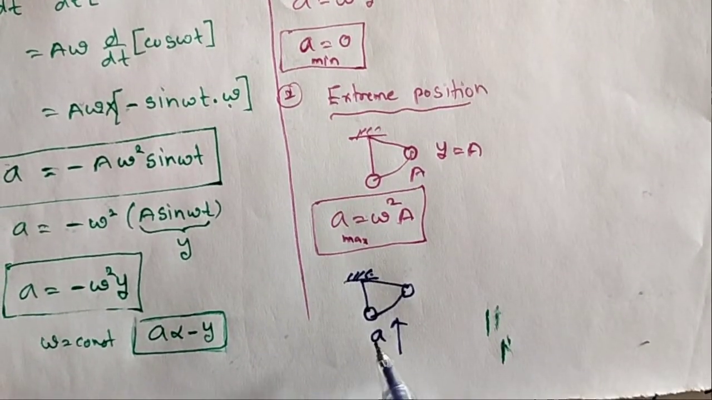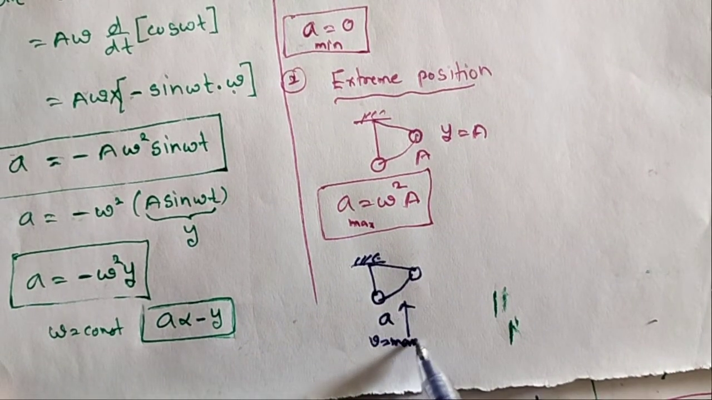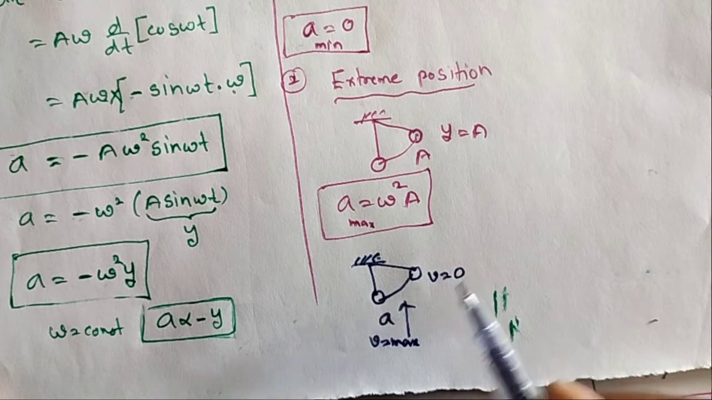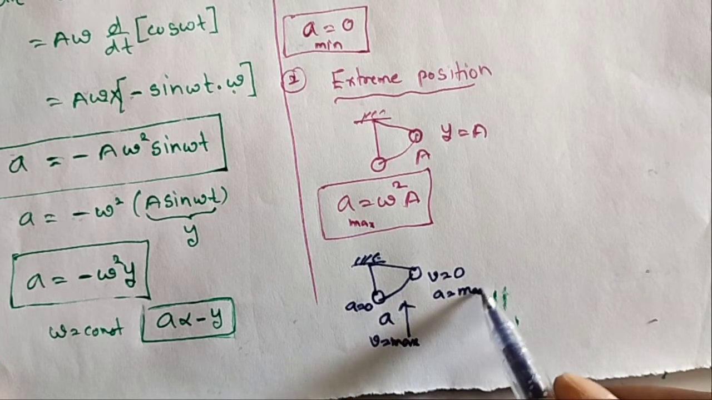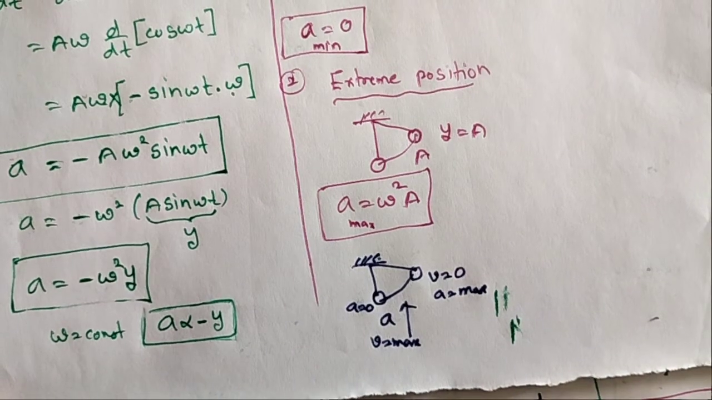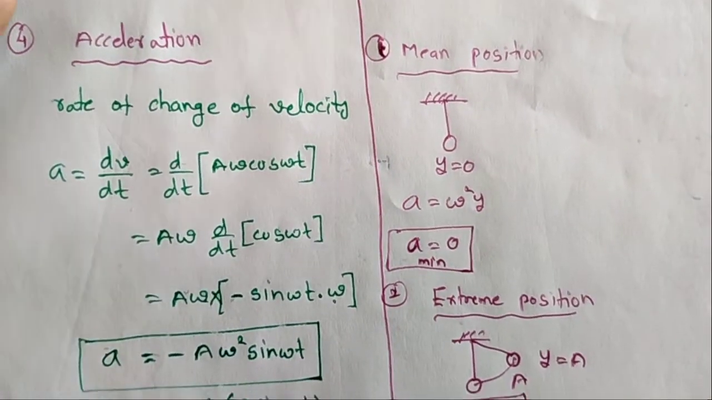What is the velocity at the mean position? The velocity is maximum. Here velocity is minimum. Here a is minimum, there a is maximum. All of you understanding? So that is the opposite. This is the special characteristic of the acceleration of particles.